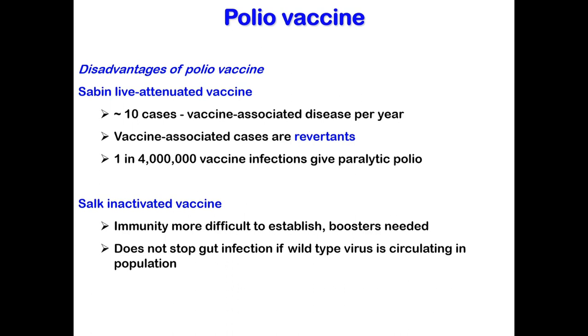So for this reason, people have gone back to the inactivated vaccine, the Salk vaccine. But this also has its disadvantages. Immunity is more difficult to establish and boosters are needed. And it doesn't stop the gut infection if the wild type virus is circulating in the population.